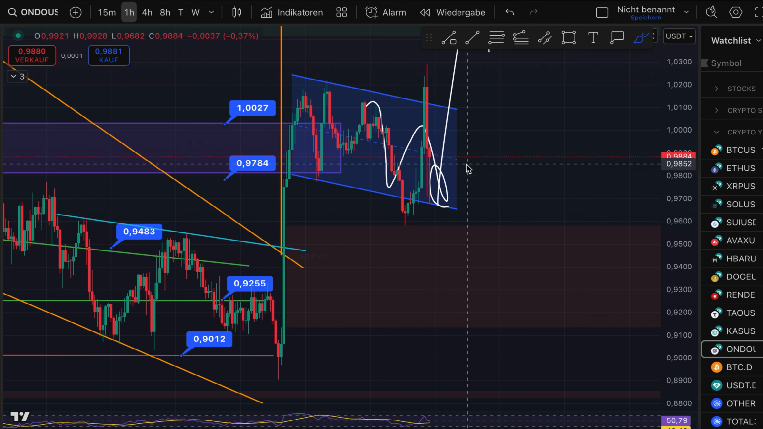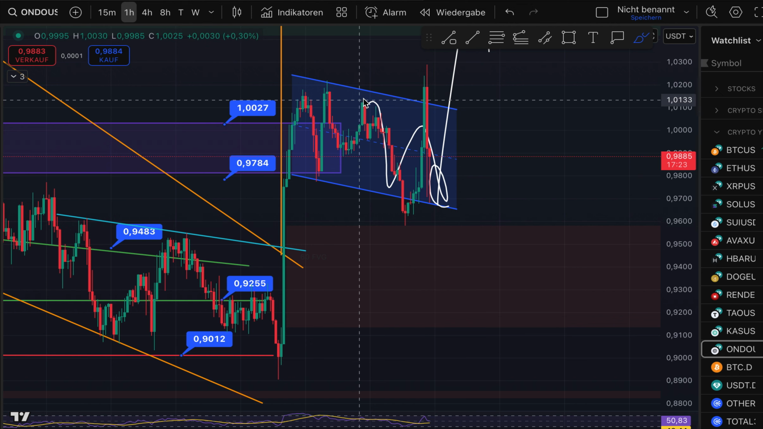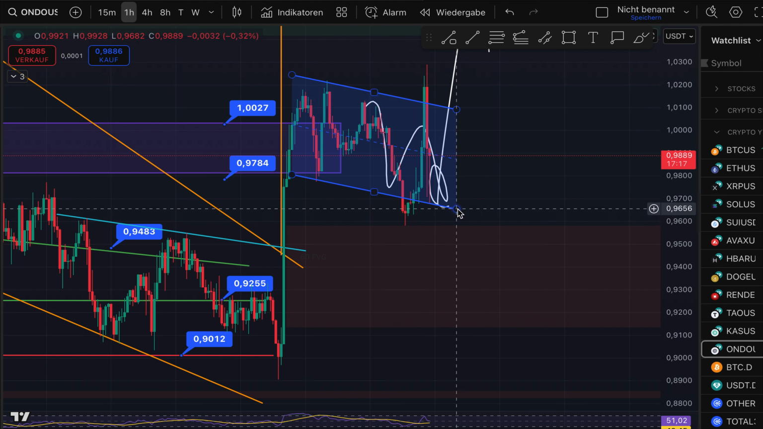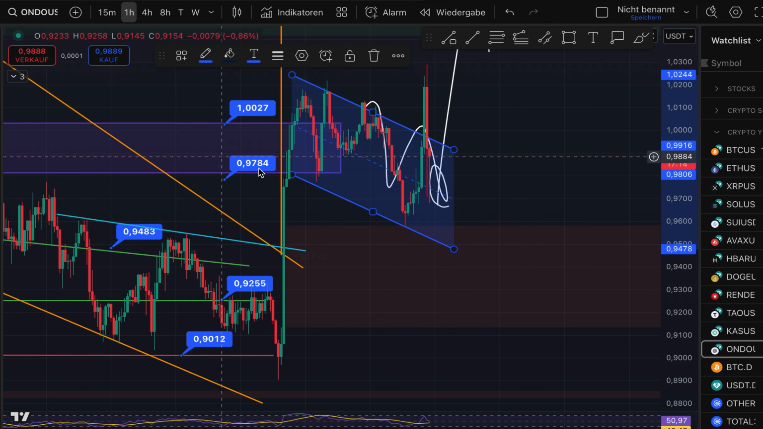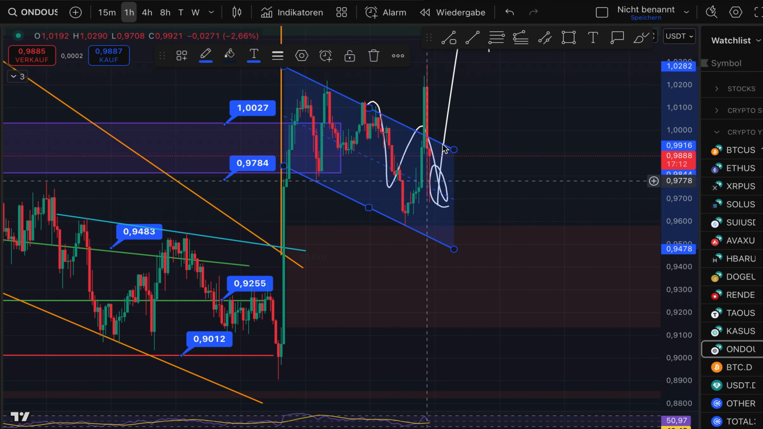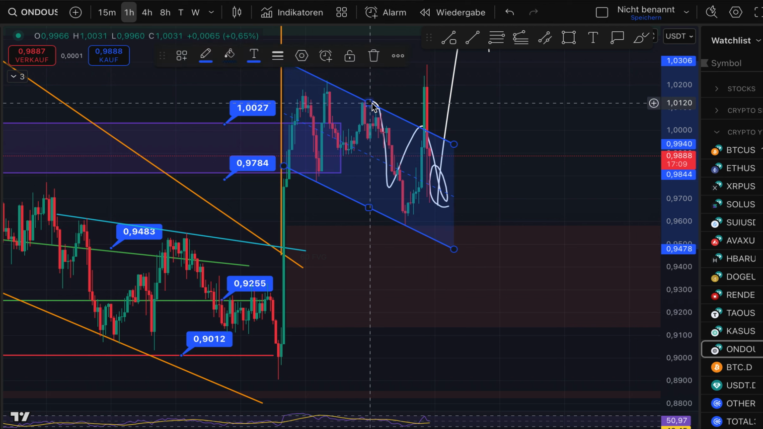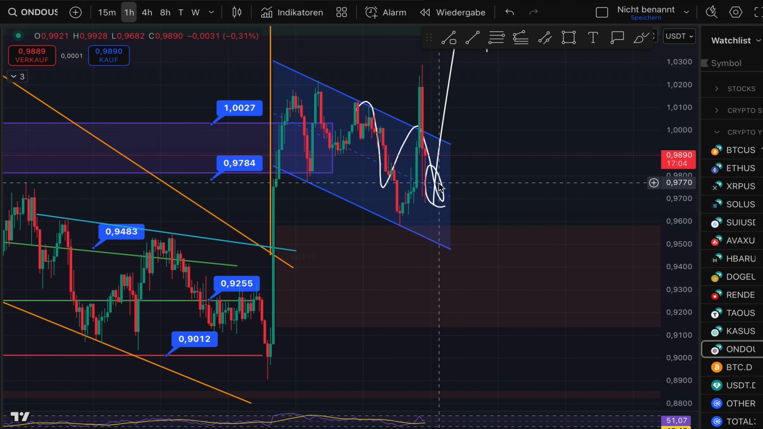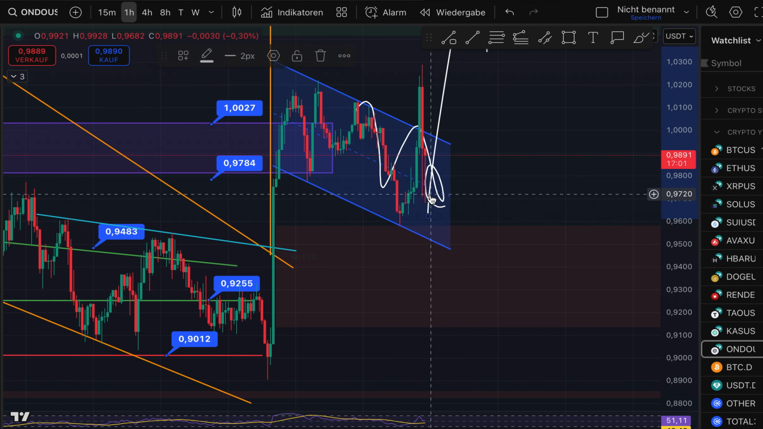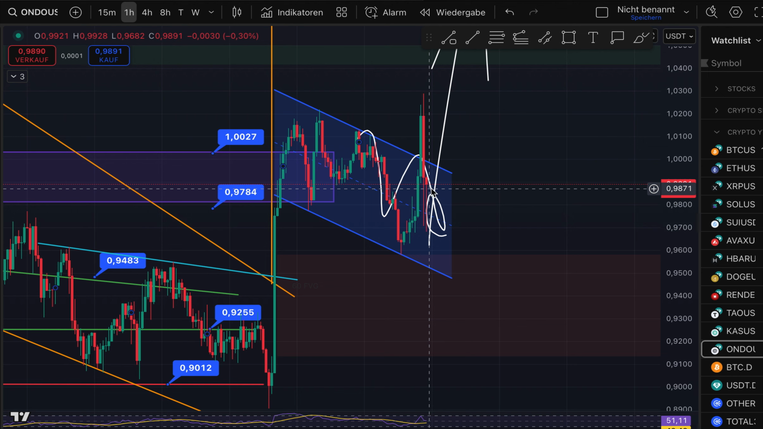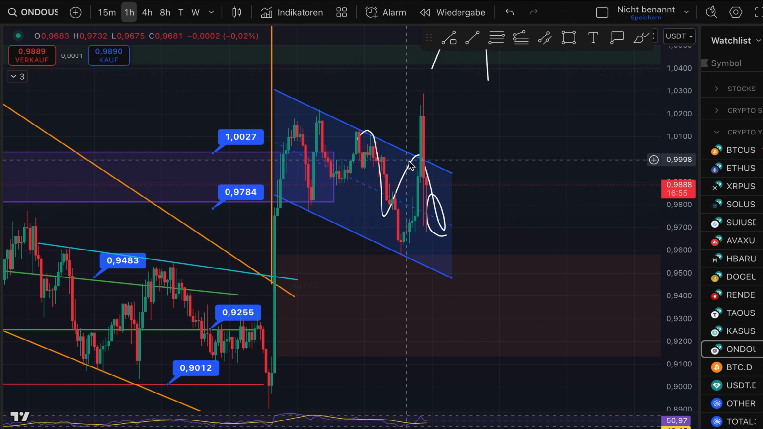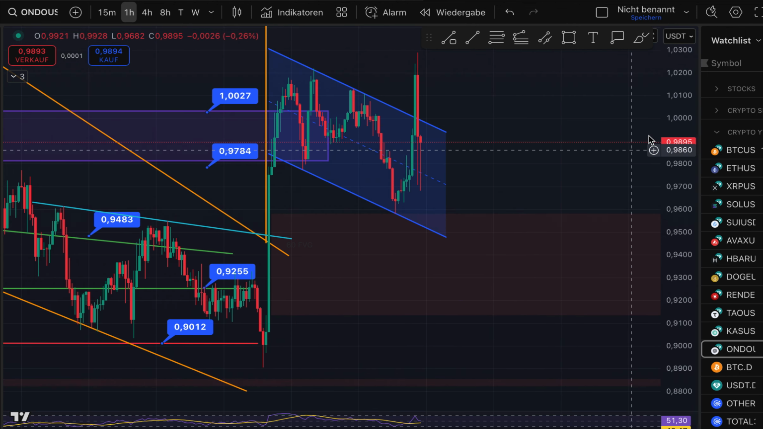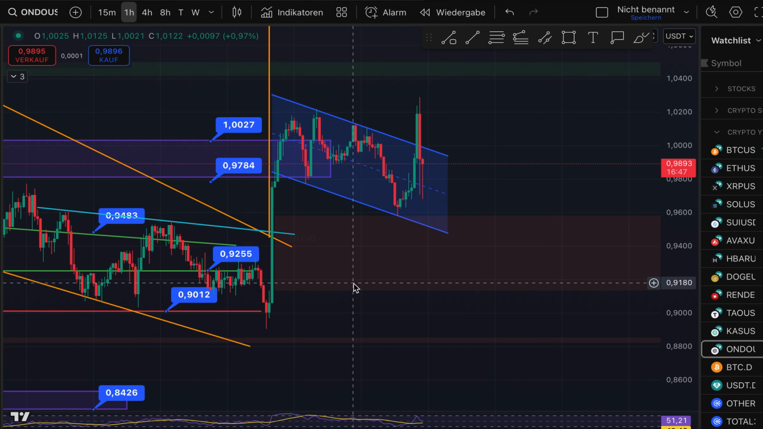ONDO, here it was a bit more tricky because somehow it looked kind of good to me. If we look into it, here's the thing, we have the touch points, but it was a bit too sharp for me, this bull flag. And anyway, since all the other coins didn't actually develop this bull flag, I couldn't do anything with it.